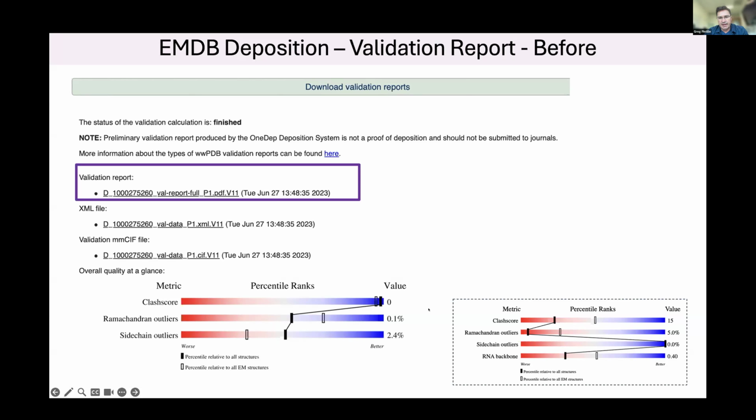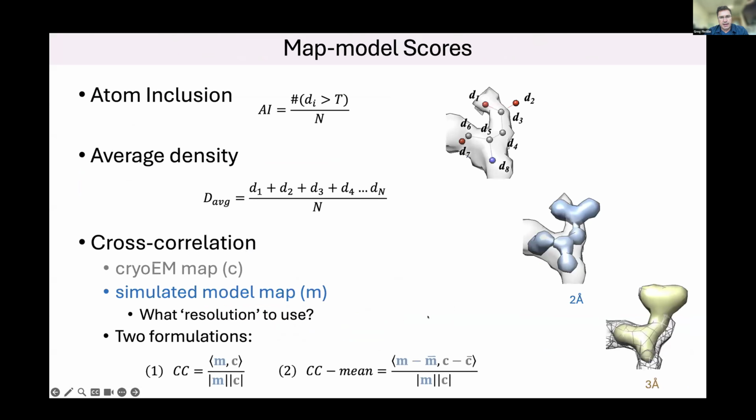And that's really been lacking so far, and that's something that I've been looking at a lot. So to review, these map-model scores are what we've been doing. There's atom inclusion, which is a classic score. Actually, the EMDB does give you an atom inclusion.